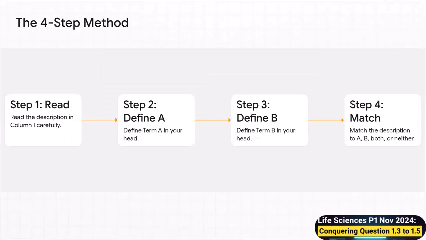The worst thing you can do here is just guess. Don't do it. Instead, I want you to use this simple 4-step attack plan every single time. First, read the description. Then, in your head, quickly define term A. Then do the same for term B. Then, and only then, do you make the match. It keeps you on track and stops you from second-guessing yourself.